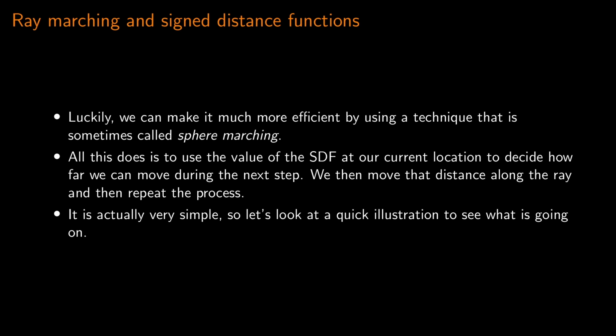Now, all this does is to use the value of the signed distance function at our current location to decide how far we can move during the next step. And we then move that distance along the ray and then repeat the process. And actually, it's really very simple. So let's look at a quick illustration to see what is going on.